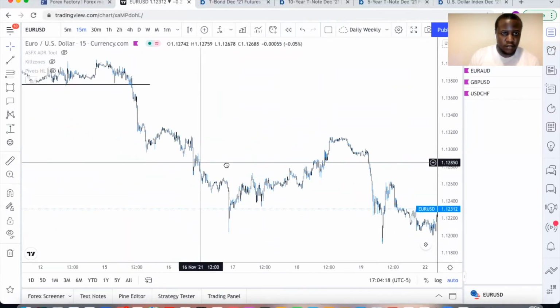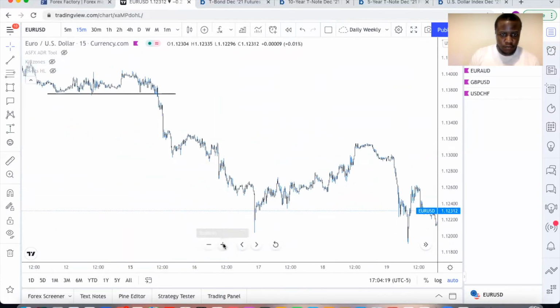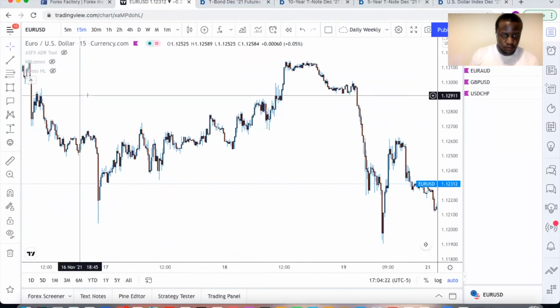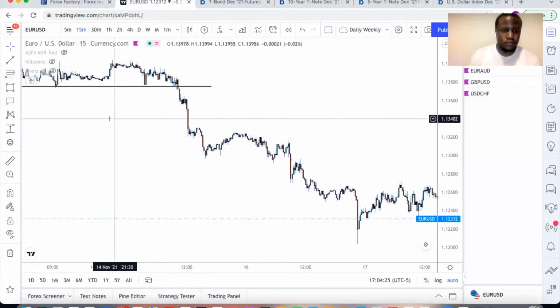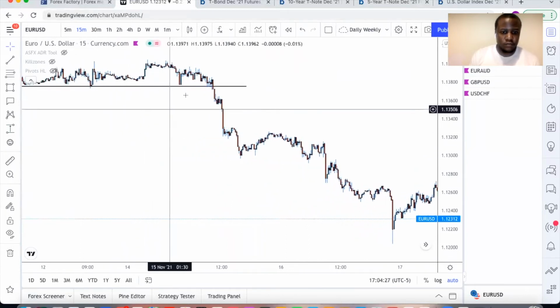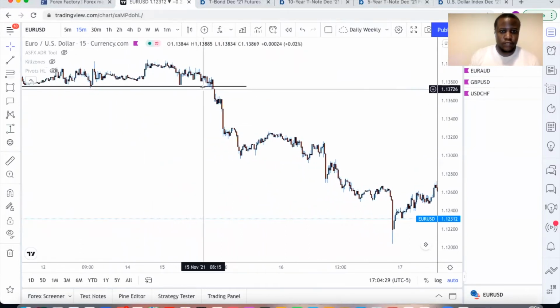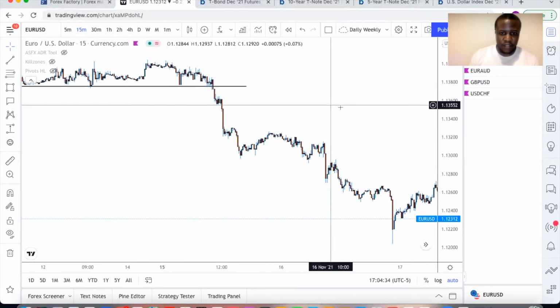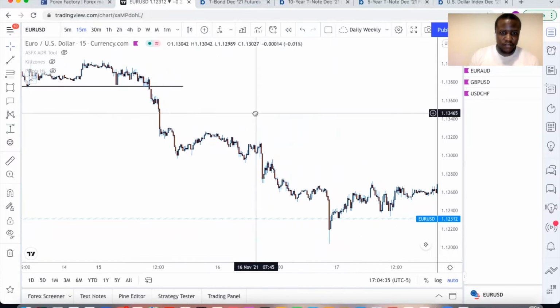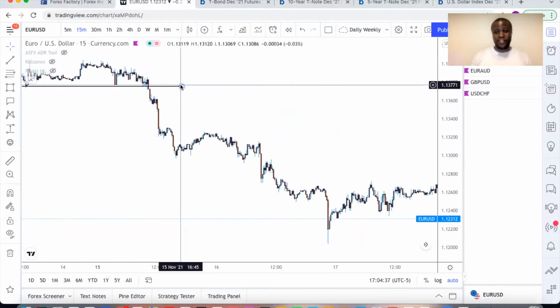Zoom in. Now look at this. There's no pullback on this one. See, sometimes you don't get it all the time. That's what makes you consistent.